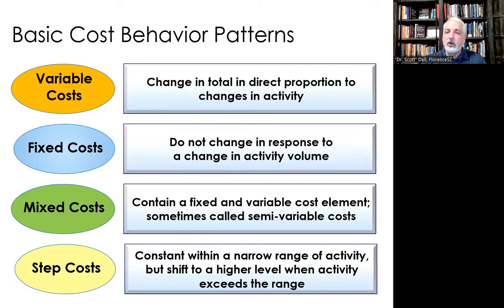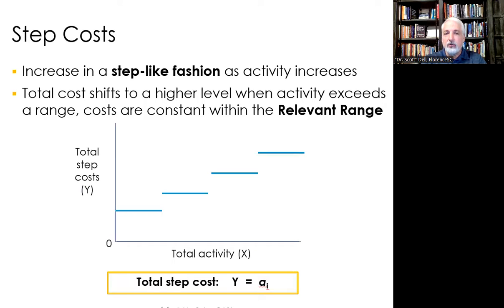And then we have something called step costs. And the step costs are within that narrow range. Our fixed costs don't change. But what happens if we do go from 50 cases a day to 5,000 cases a day? Well, we're going to have some additional fixed costs because we're going to have to get some additional machinery to do that. So that's part of the step costs that go with that. So they increase in a step-like function as activity increases.